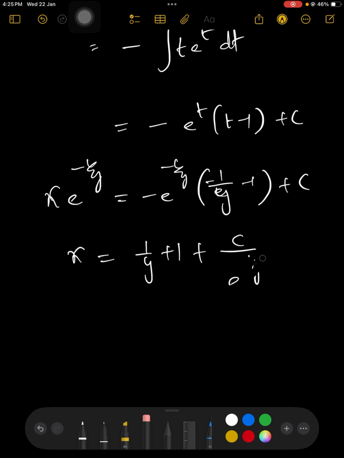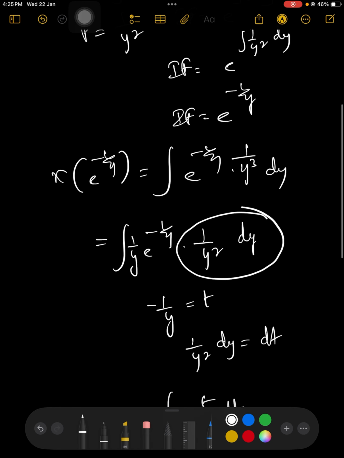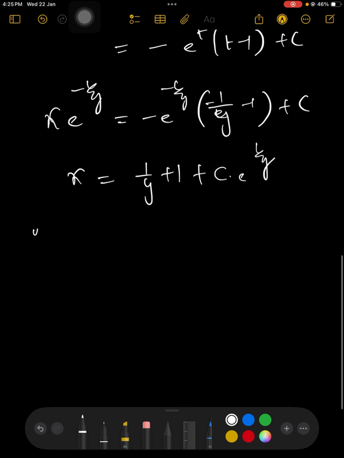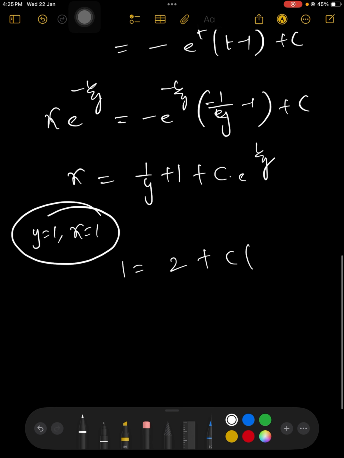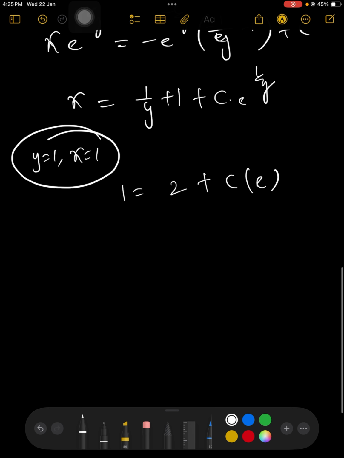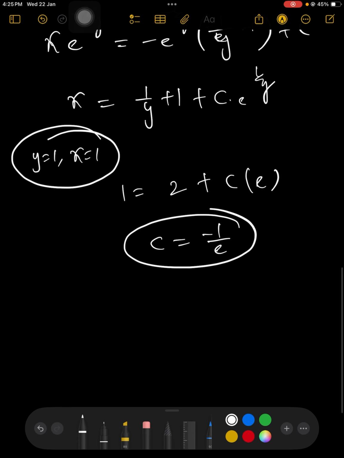Sorry, this is what, c into e power 1 by y, right? Then given that x of 1 equal to 1, that means what, if y equal to 1, then x is also equal to 1. So 1 equals 2 plus c times e, then c equals to minus 1 by e.